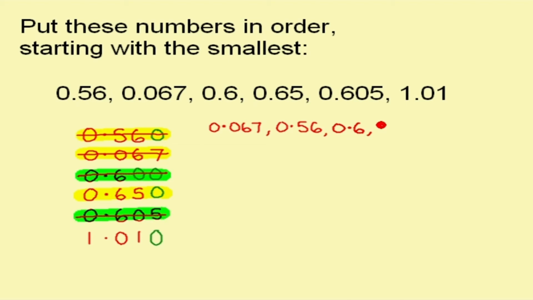And then this one, 0.605. This one is bound to come next. And then the only number that didn't start with a 0 is the last one. So this is the list of numbers sorted into order.